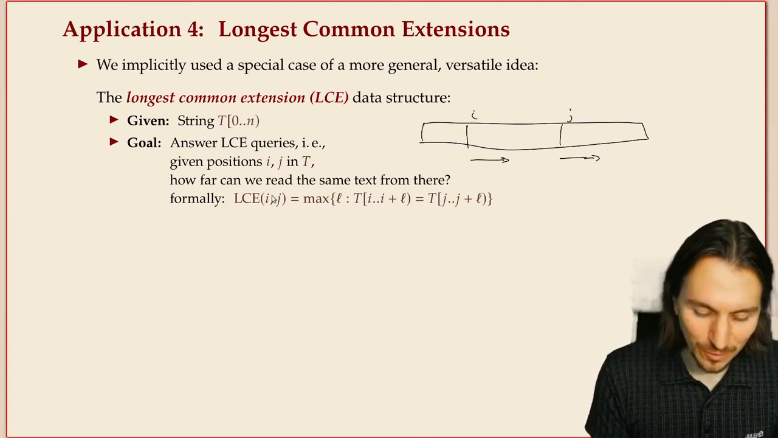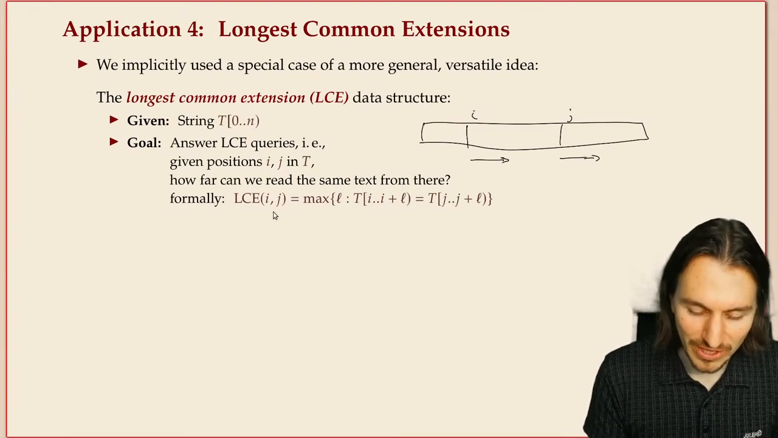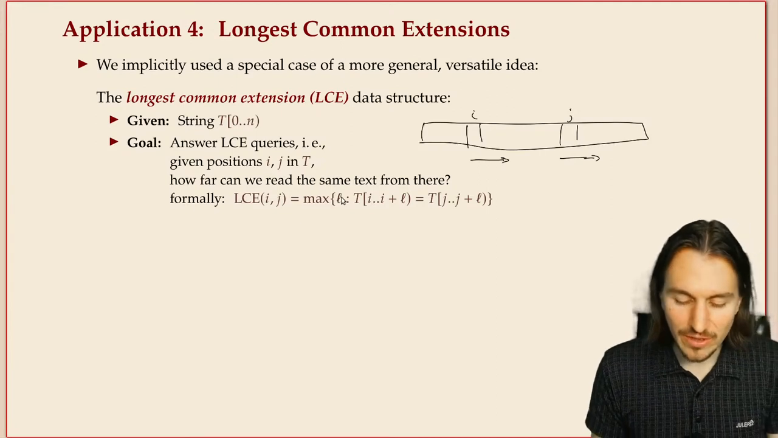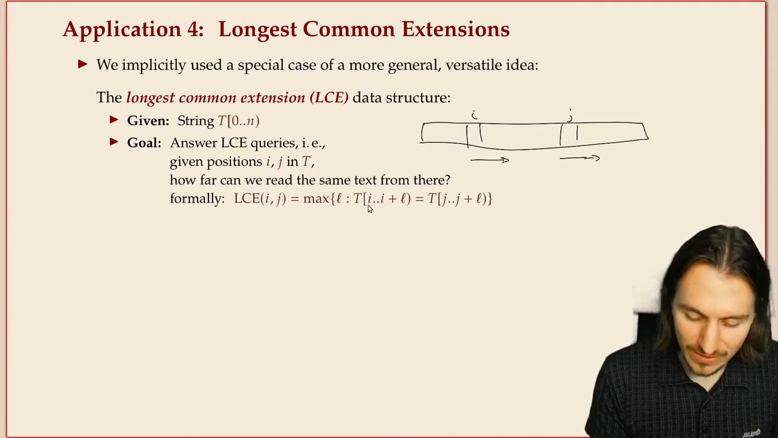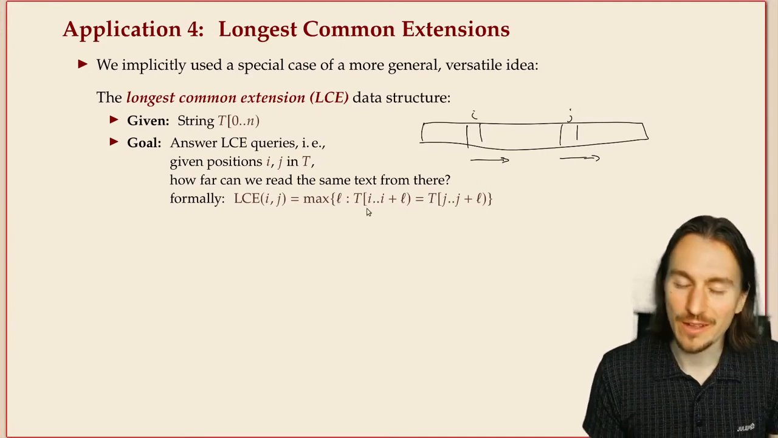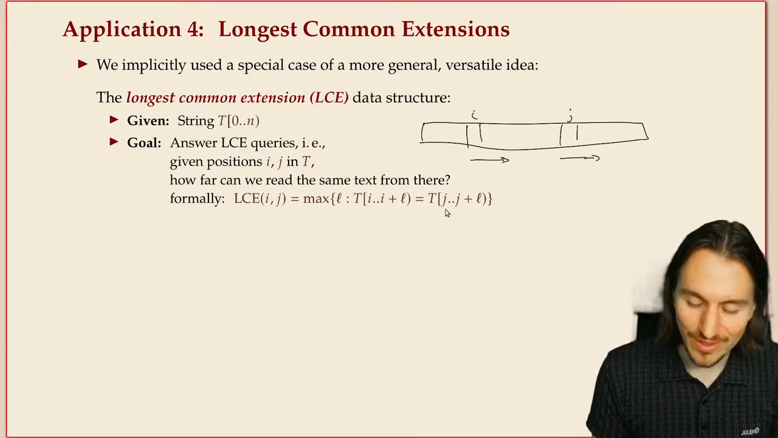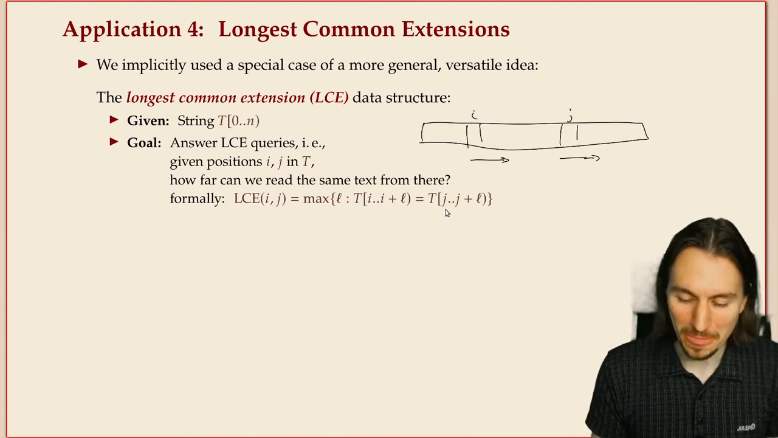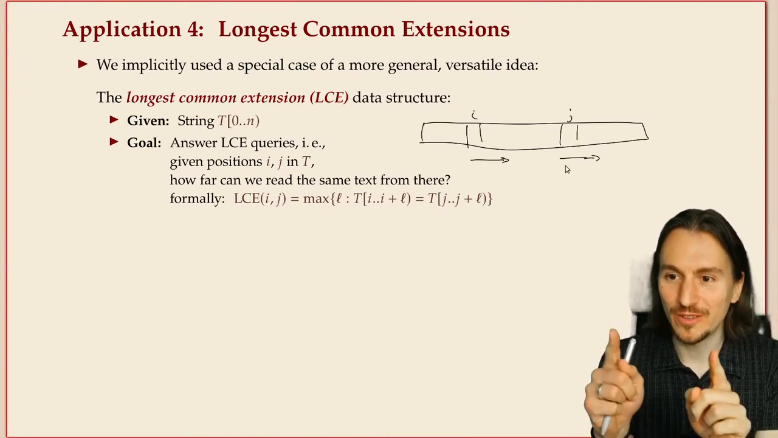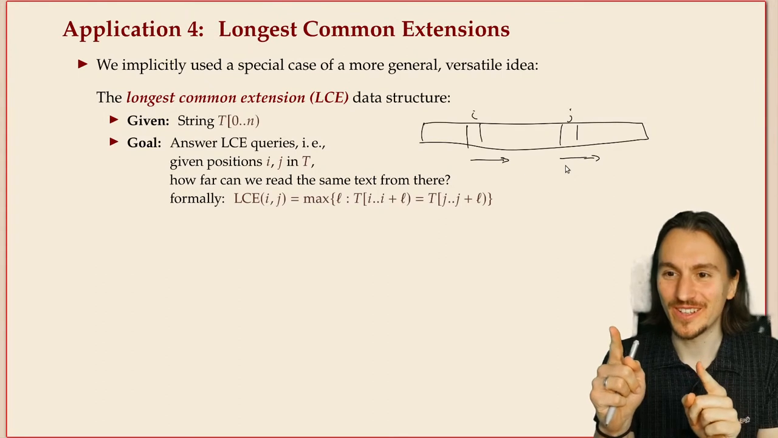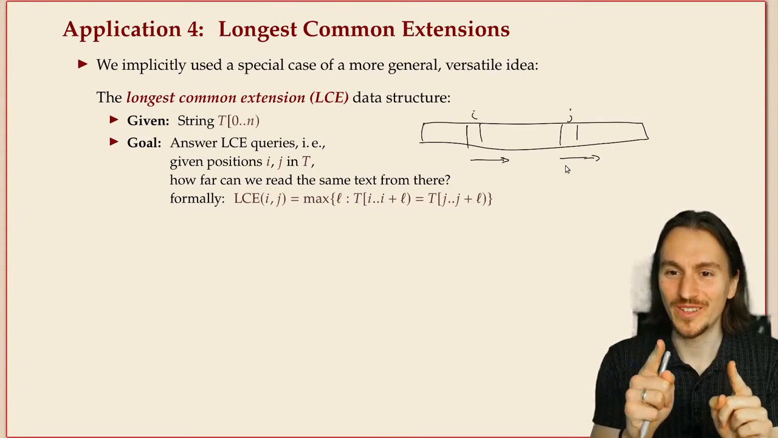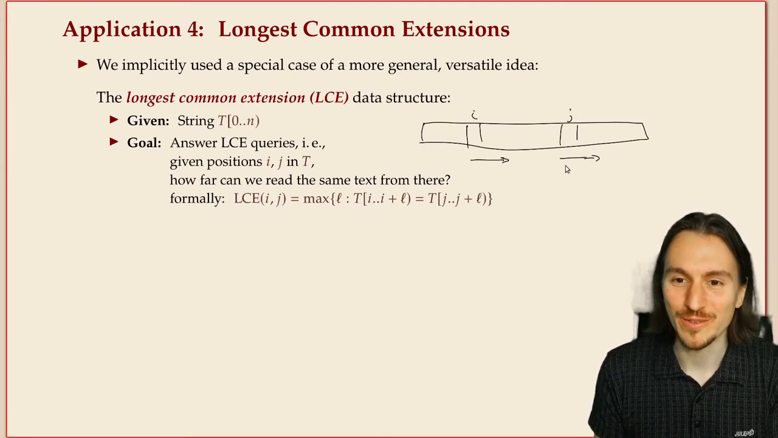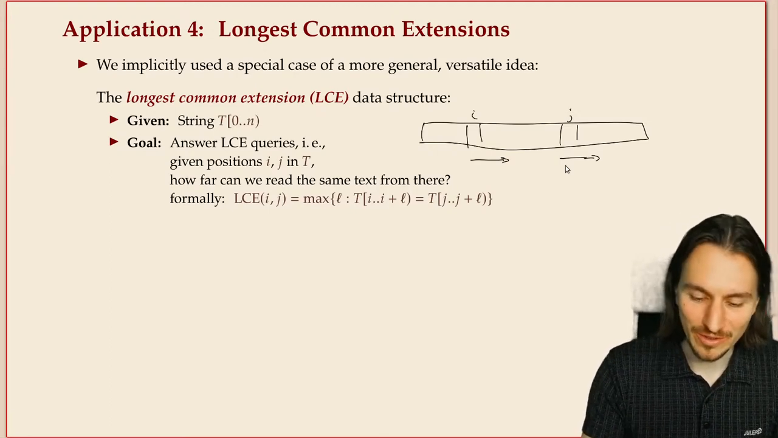Okay? So formally, LCE of two positions I and J is the longest extension. It's the maximal L so that the length L substring starting at I and starting at J of T are equal. But imagine you have two pointers that look at these positions I and J, and you ask how long can you move them to the right in lockstep before you find different characters. That's the longest common extension problem.